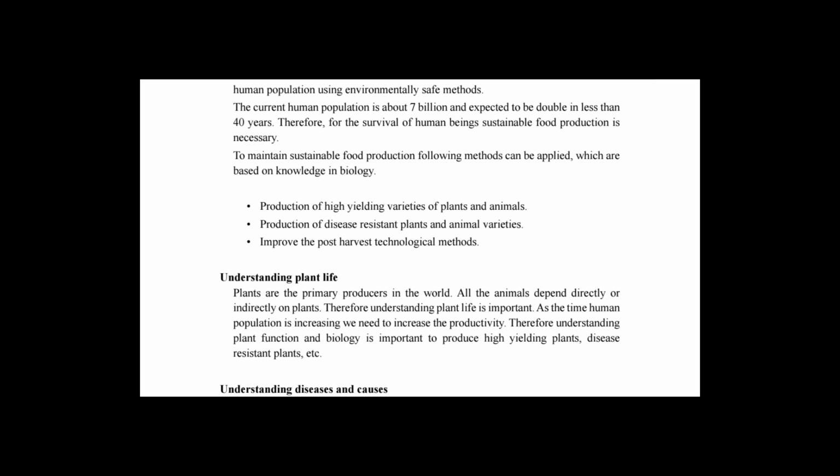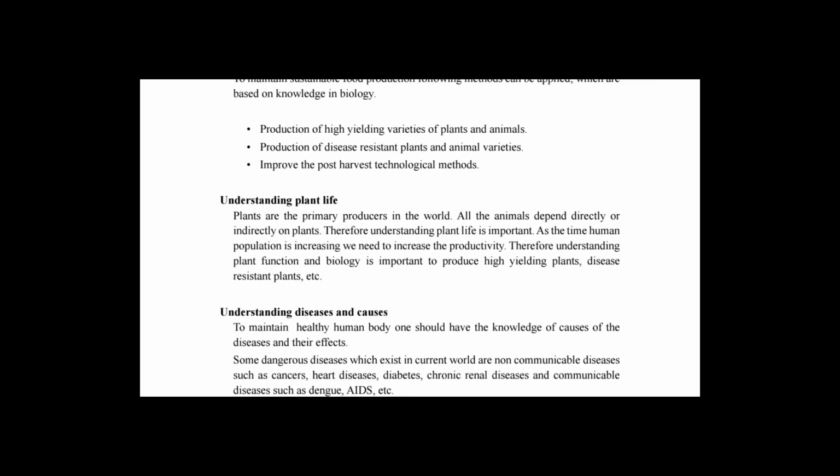So these 3 are the methods that can be applied to maintain sustainable food production. The first one is production of high yielding varieties of plants and animals, the second is production of disease resistant plant and animal varieties, and the third is improving the post harvesting technological methods. Okay, that's all. The next problem we face is understanding plant life.